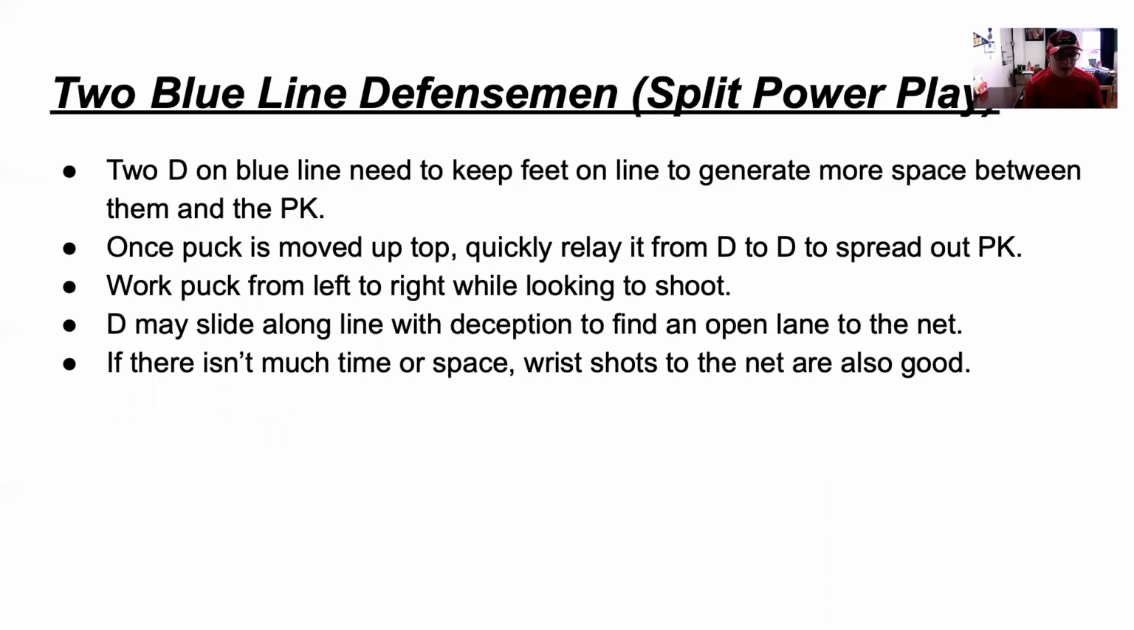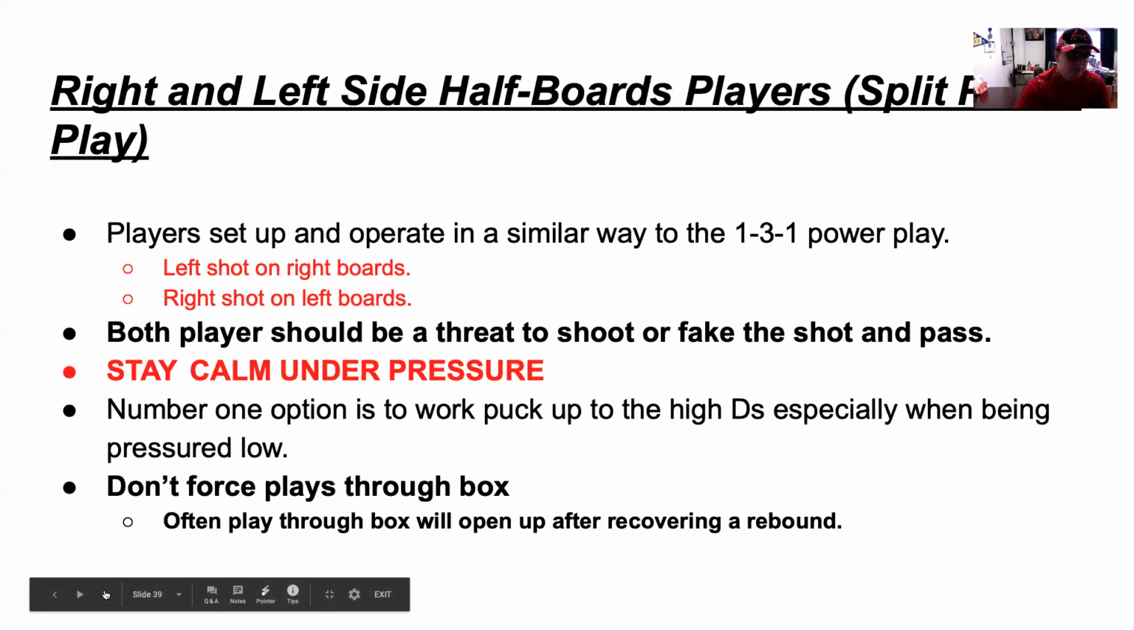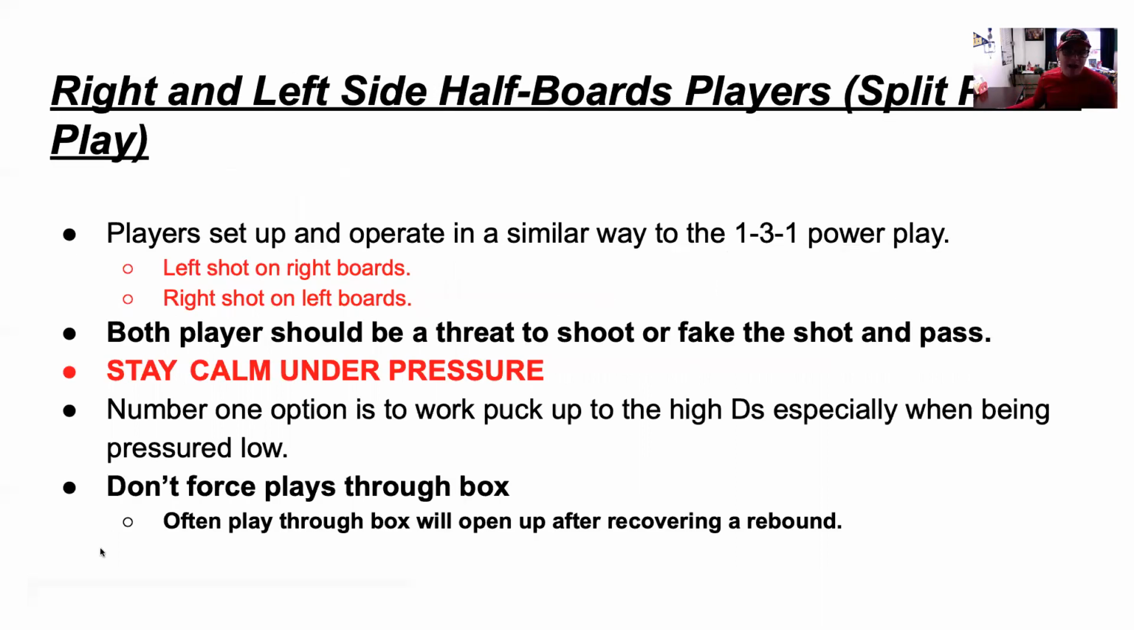And if there's not much time or space, wrist shots to the net are also good. But we want to look for those hard wrist shots. We want to make sure our shot is very hard too. So we have the right and left side half-board players. Players set up and operate in a similar way to the 1-3-1 power play. So the left shot is on the right boards, the right shot is on the left boards. And both players should be a threat to shoot or fake the shot and pass.